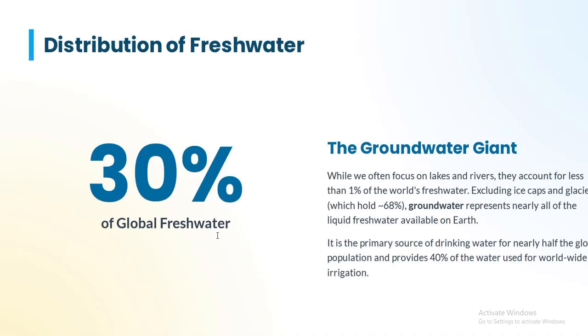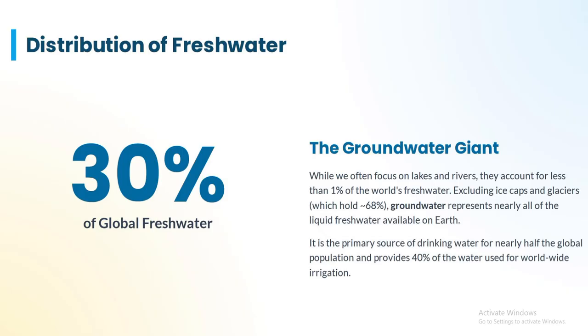I'm just kidding. So, the distribution of fresh water. The groundwater giant. While we often focus on lakes and rivers, they account for less than 1%. There's no way. Isn't it like the Great Lakes, Finger Lakes? Wait, we're excluding ice caps and glaciers. Groundwater represents nearly all of the liquid fresh water available on Earth.